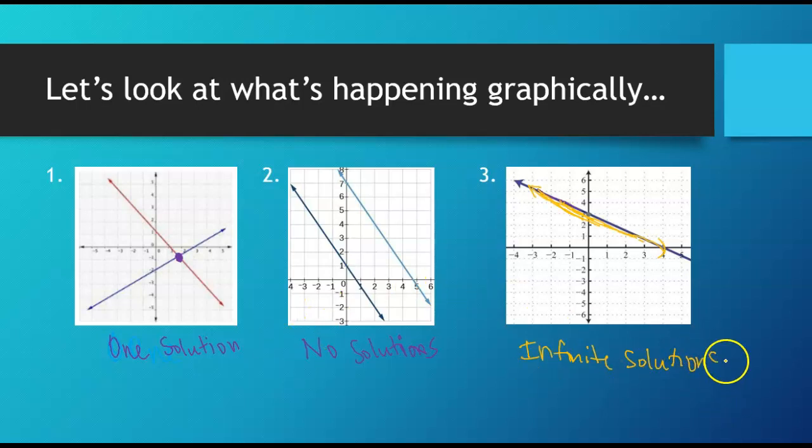So this is what is happening graphically, but what we're actually going to be doing is looking at it algebraically. If we have one solution, we're just going to be finding that x and y value where they intersect, where they're equal to each other. So this will be where you get x equals a number, and it will make sense, and then you can plug it in, and you'll find that both x and y equal numbers.